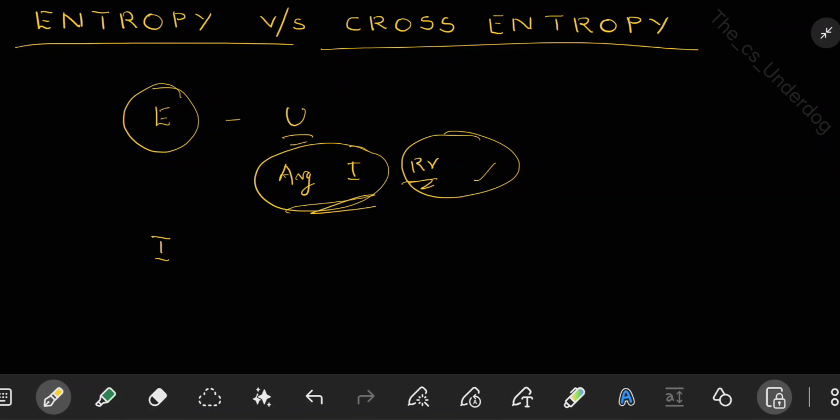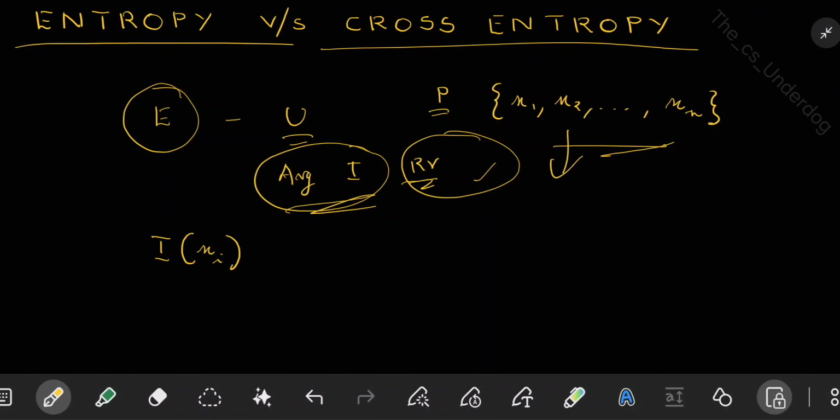Information, we already learned this in the previous lectures. Information gain, let us say, corresponding to some particular random variable xi. So let us consider there is a distribution P, and this P is over events, let us say x1, x2, like this. These are the events over which P is distributed. Then taking any particular event from here, the information gain on that event can be written as minus log P of xi.